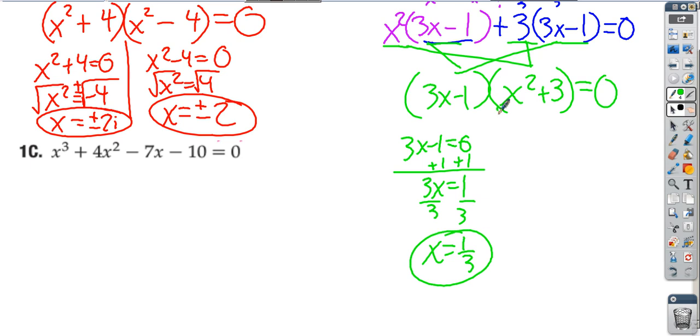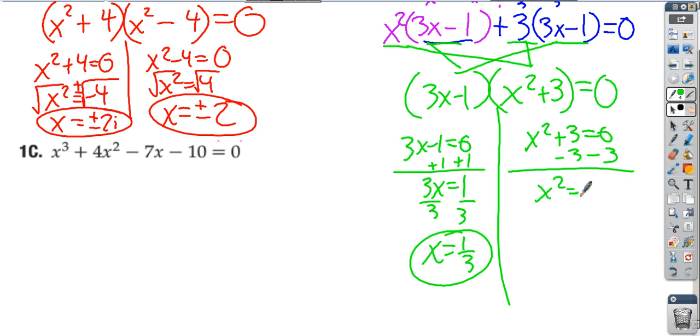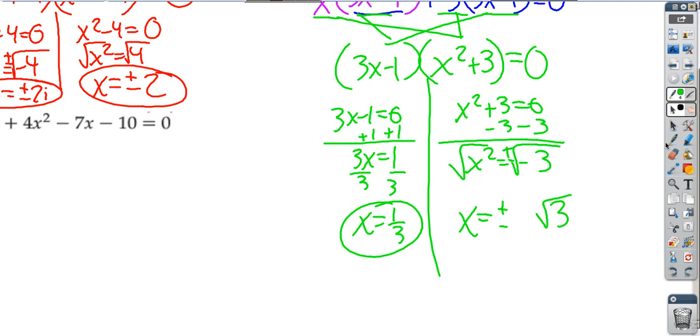That's a real solution. Let's see what happens here if we set this equal to 0 and subtract 3. Here we get x squared equals negative 3. We'll square root both, and we always put a plus or minus in front. So x is going to be plus or minus root 3. So because of this negative, we can write root 3 like this. We can write root negative 3 as root 3 times root negative 1.